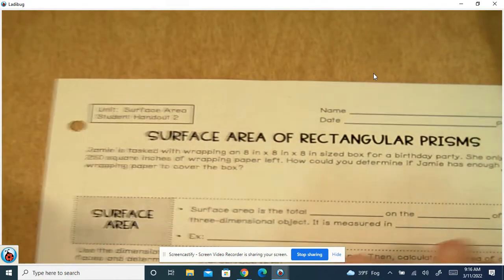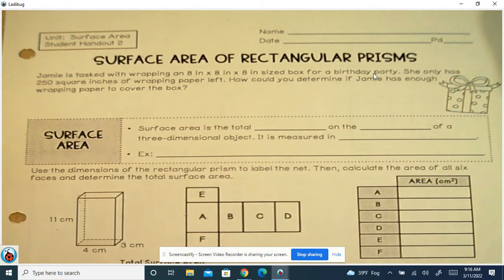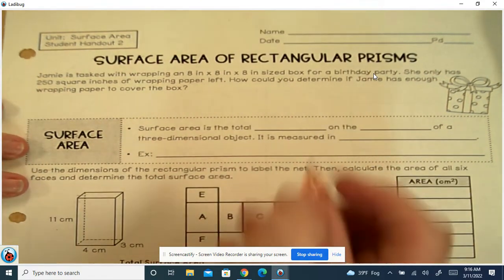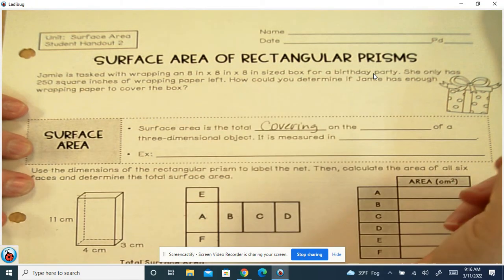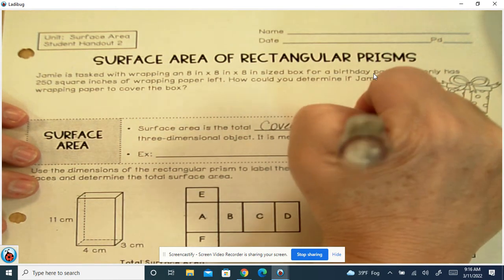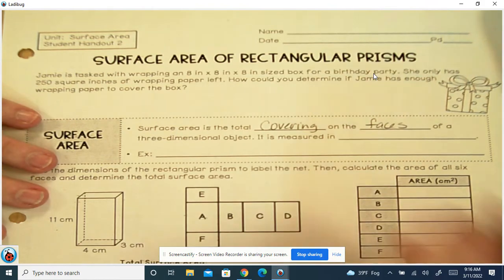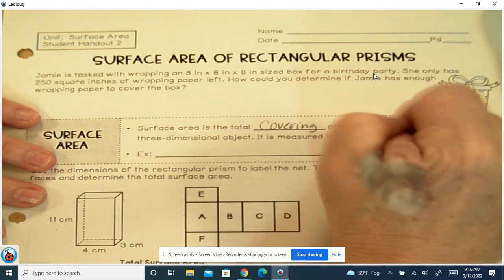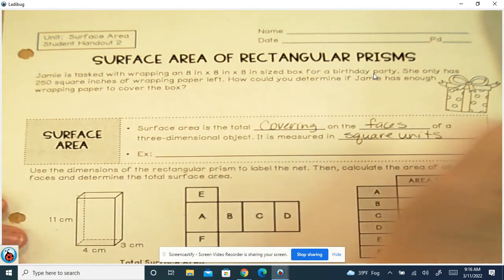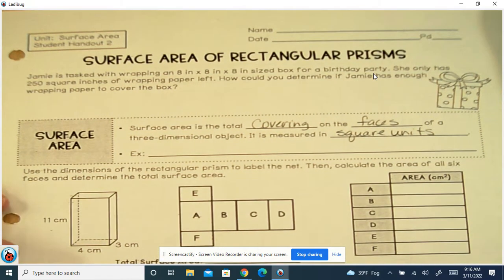This video is on surface area of rectangular prisms. All right, surface area is the total covering on the faces of a three-dimensional object. It is measured in square units. We're going to use the dimensions of the rectangular prism to label the net, then calculate the area of all 6 faces and determine the total surface area.